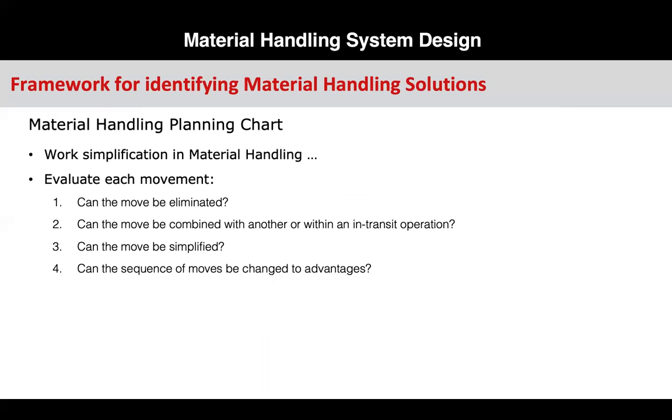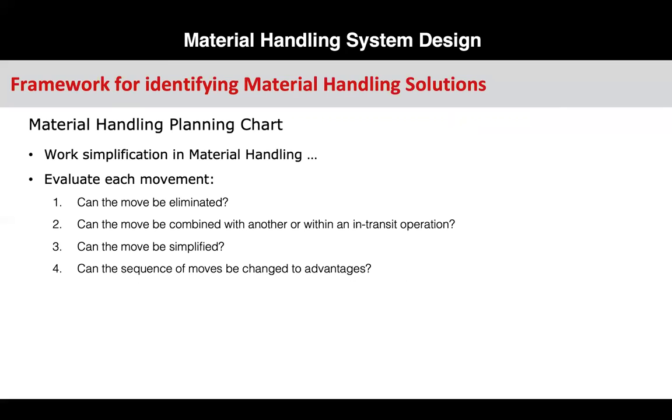One that we're going to go over today is called a material handling planning chart. One thing you want to do in any material handling is work simplification. And we'll discuss that more as we get into the lean operations. But whatever we want to do, we want to work on simplifying the material handling.